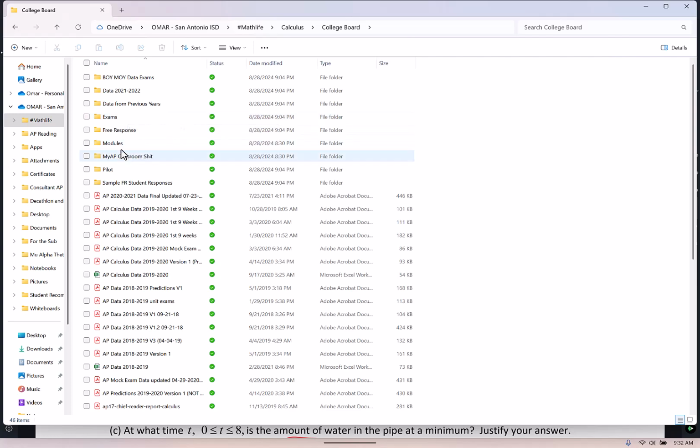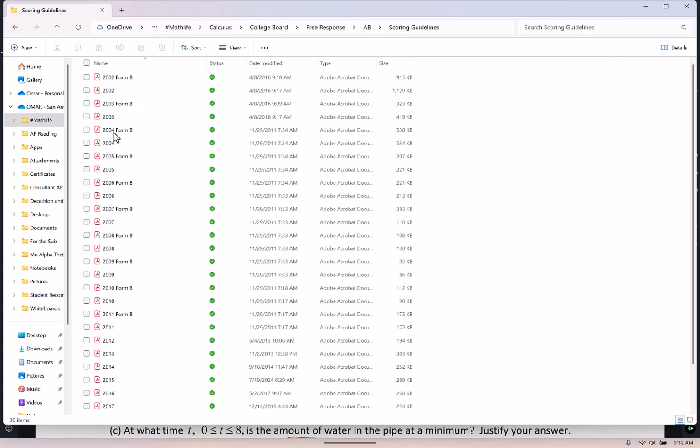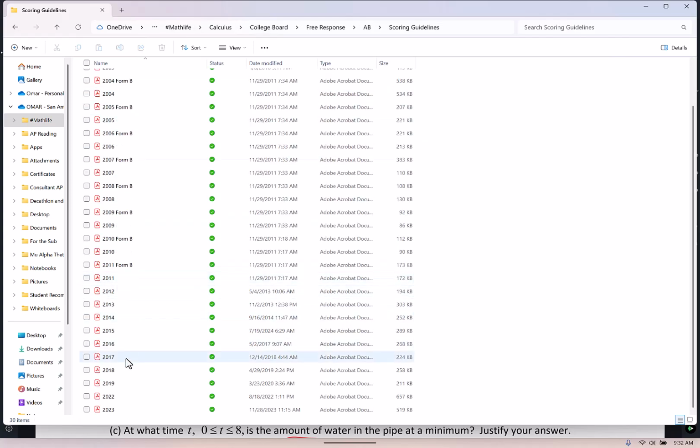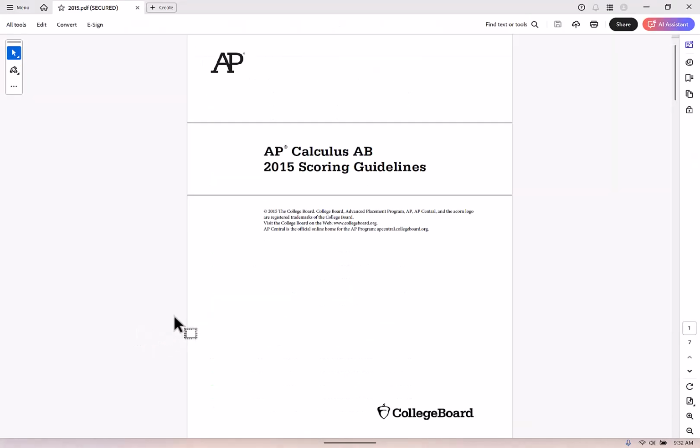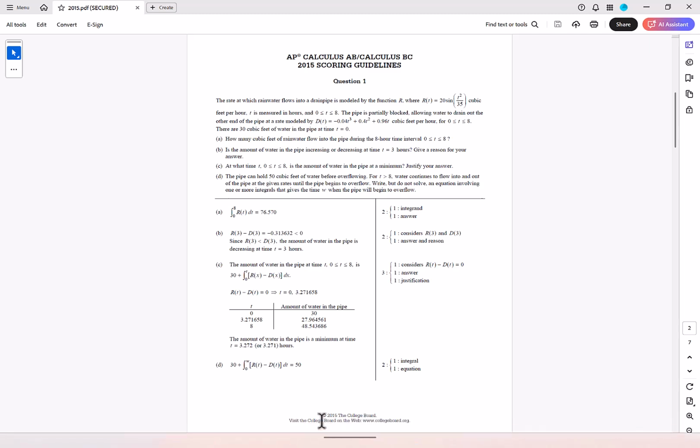4 points. All right, free response, A/B, scoring guidelines. What do you think of this question? Did you like it? Did all that make sense? Or are you just telling me that? All right, here it is. Let's see how they broke it down.